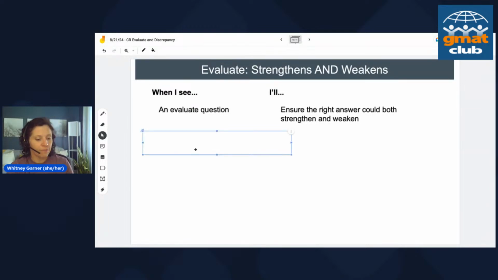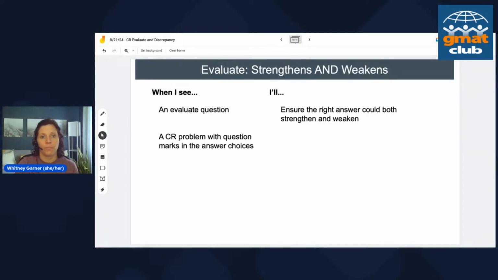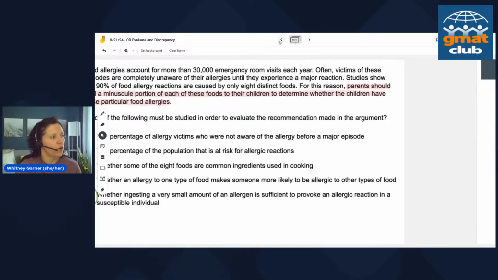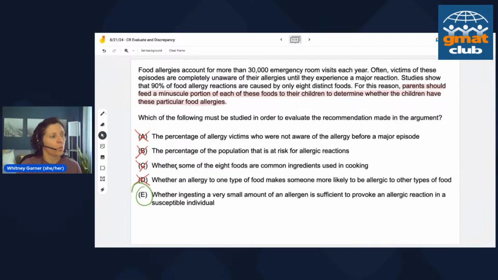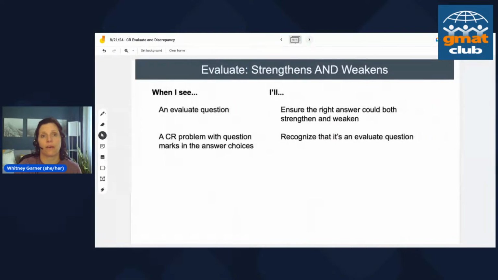What if I see a critical reasoning problem and the answer choices have question marks in them? I want to highlight that that is another way to tell that I'm in an evaluate question. So you might notice that this was formed like "whether some, whether and," but often in these questions the answer choices themselves are questions. And if I see answer choices that are questions, I'm also going to think of those as evaluate.